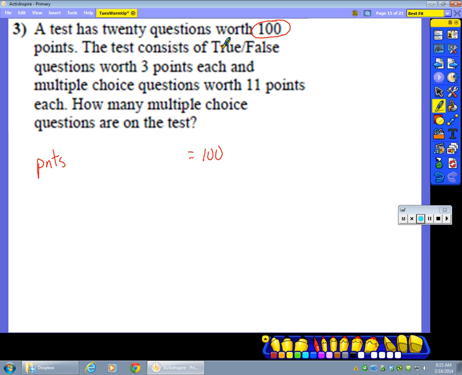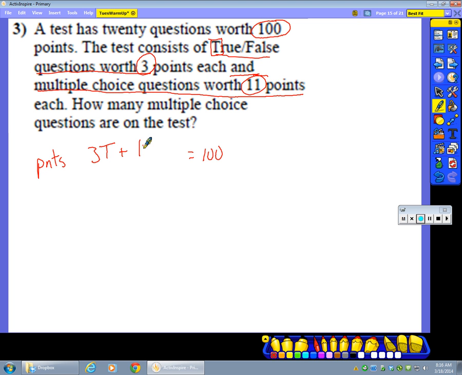I also see that we've got true-false questions, worth 3 points. Right there. So I can come up with any variable I want for true-false. I'm just going to use this t to represent true-false. So I get 3 points for each true-false question. And for multiple choice questions, I'm going to get 11 points. So the key there is 11 points for each multiple choice question.